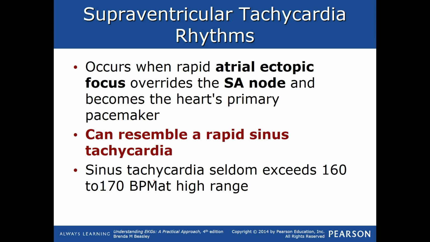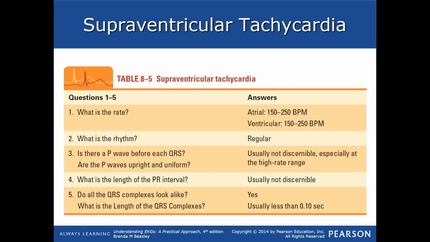So these occur when a rapid atrial ectopic focus overrides the SA node, so it can resemble a rapid sinus tach. SVT, here's the main point, is atrial and ventricular rates greater than 150. Depending on the curriculum you look at, you may see 150 or 160. We're going to go by 150, but if you're looking at another curriculum out there, you might see the number 160. So don't get freaked out.